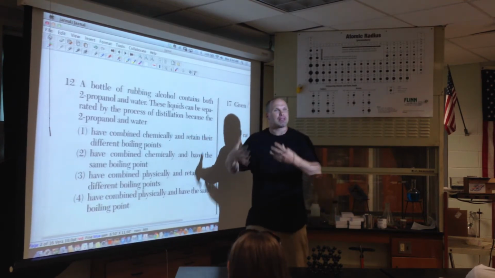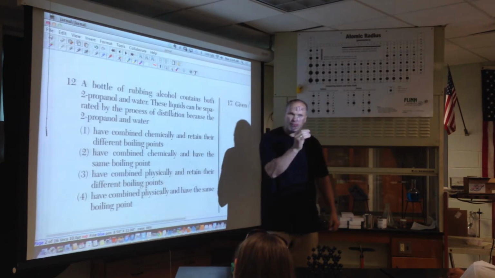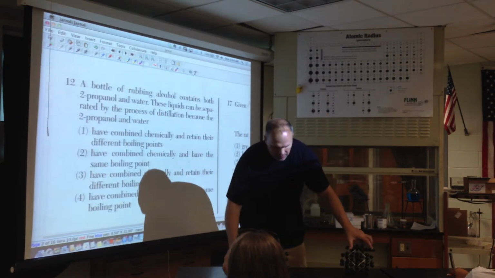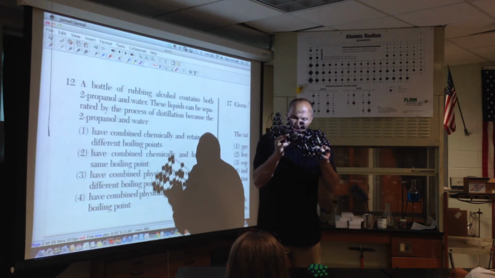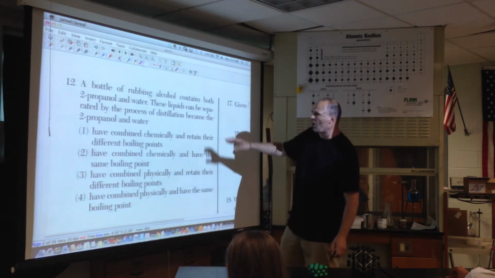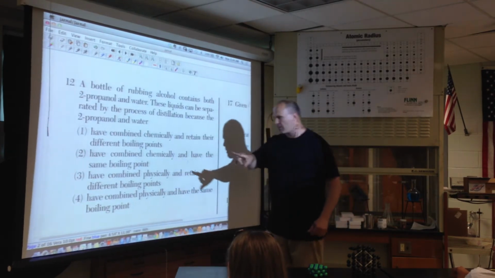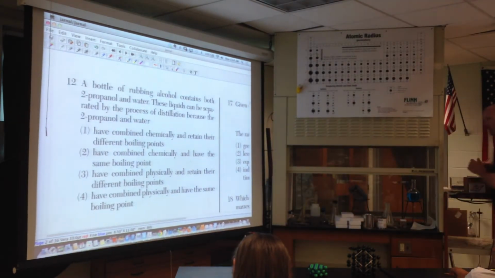Combining chemically means that there's a compound. This is a mixture, so get rid of 1 and 2. They love to understand the idea that mixtures are made physically. Chemicals are made by bonding, and you change your properties that way. So, 1 and 2 gone. Have combined physically and retain their individual boiling points. Choice 4. Yeah, I have those tests there.